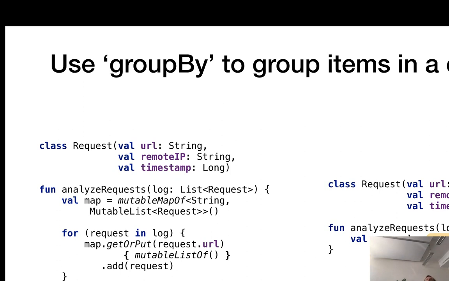And in the Kotlin standard library, there is a predefined function that does the grouping, and you can simply pass the criteria to group items by as a parameter to it. I'm just saying group request by URL. And it will return the same thing. It will return this map of string to list of requests, but much more concise and much more easily readable.